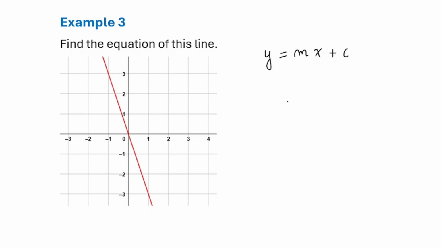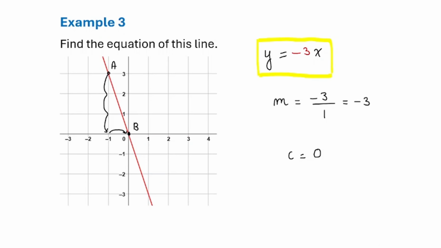Let's look at one more example. Again, we begin with the gradient. Choose 2 points on the line. From left to right, we go down by 3 units and 1 unit to the right. So the gradient is negative 3. At this point, we can already write y = -3x + c. Looking at the graph, the line passes through the origin. This makes things even easier, so the y-intercept is 0. And the equation becomes y = -3x.